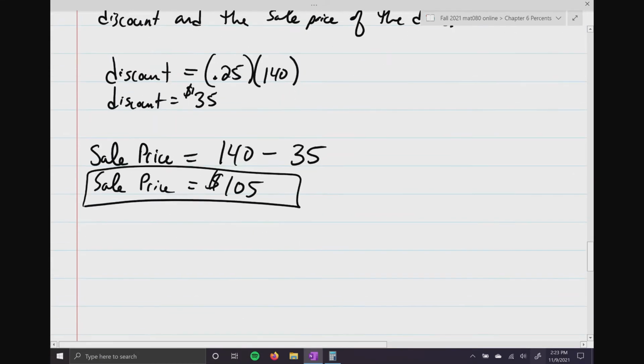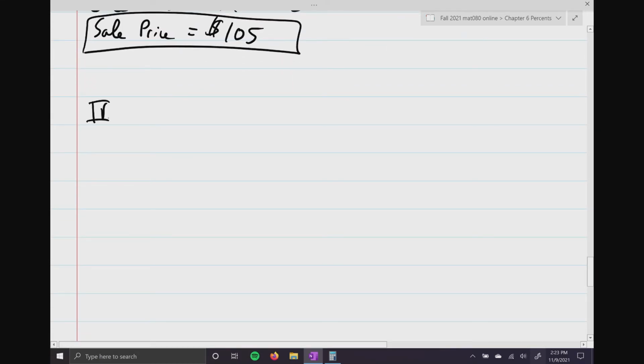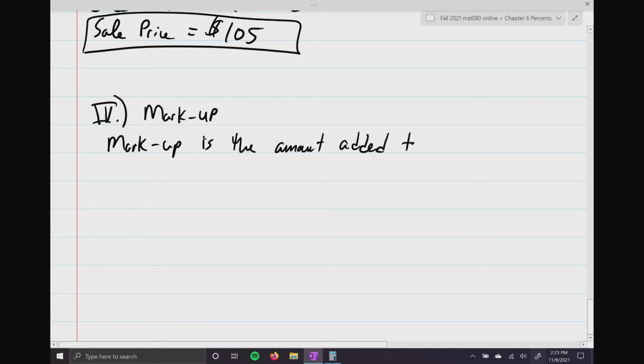So the last thing I want to talk about, and this will be our last topic for this section, is just going to be markup, which is similar to discount. It's just the exact opposite. So markup is the amount added to a cost or to a price. So what happens is, Best Buy will buy a TV for $100, but then they mark it up to $300 because they need to make a profit off of it, so they can keep the lights on and pay the employees and all that stuff.